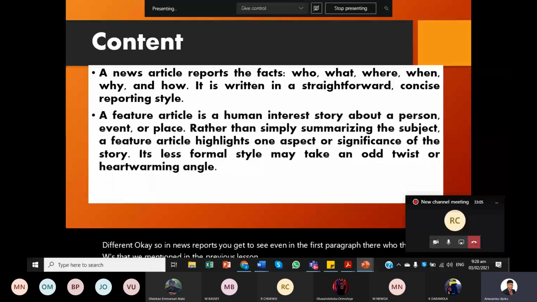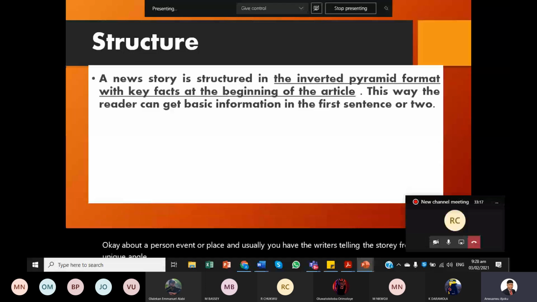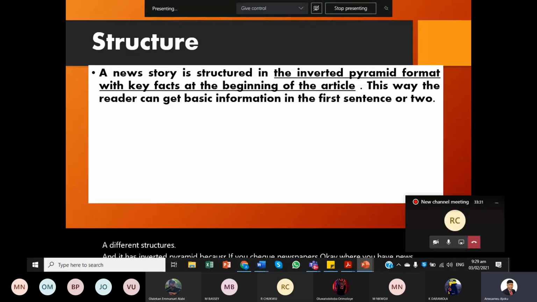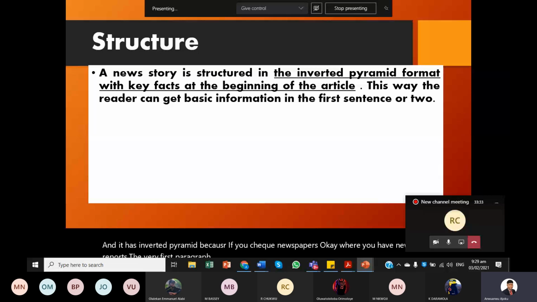But this other one is just a human interest story, okay, about a person, event, or place. And usually you have the writers telling the story from a unique angle. Then the structure, as we also saw, a news report has a different structure, and it has the inverted pyramid, because if you check newspapers, where you have news reports, the very first paragraph summarizes what the entire report is about, and then it goes into details.